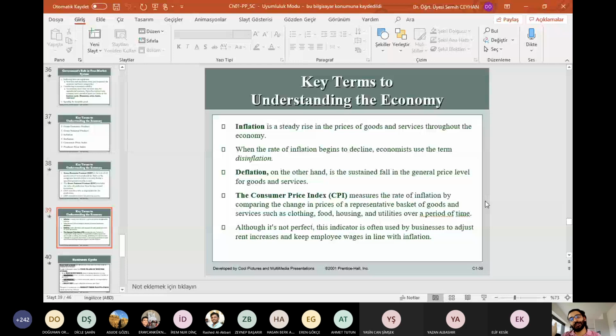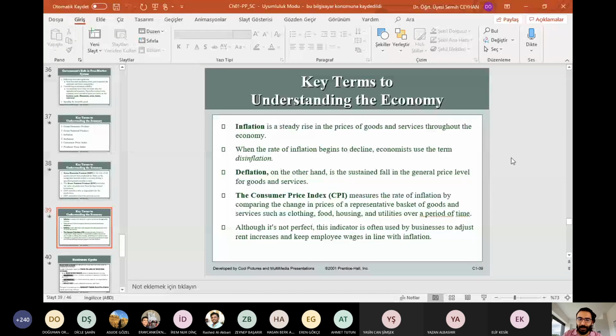When inflation begins declining, we call it disinflation. Okay, inflation goes to 20% and then going back to 10%, 5%. We call it disinflation. Deflation, on the other hand, is a fall in the general price level of goods or services. Actually, it's an unfamiliar idea for us, but in some countries like Japan and Germany, prices are falling down. It's also a bad thing for the economy, okay? Because it's affecting the growth of the economy.